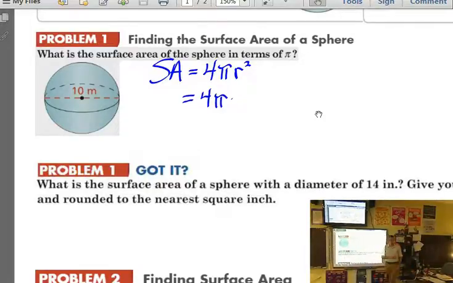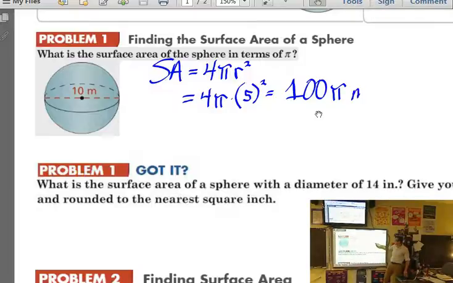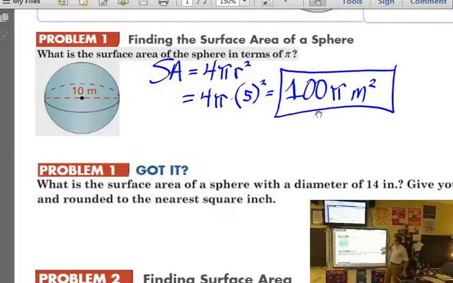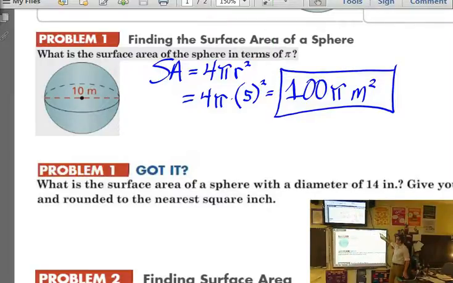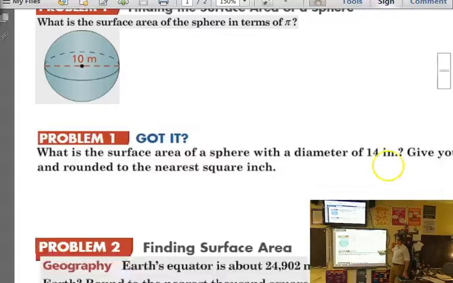So then, what is my radius here? 5. 5 squared. Just go ahead. Times 4. 100. We get 100 pi meters squared. Careful, I heard a cube there. So, approximately in decimal form, this would be about 314 meters squared, if we wanted decimal form.